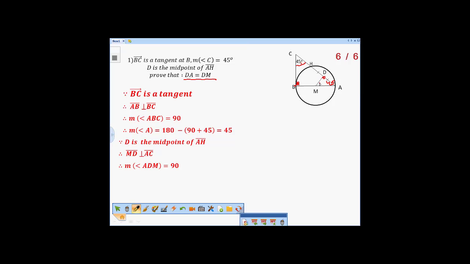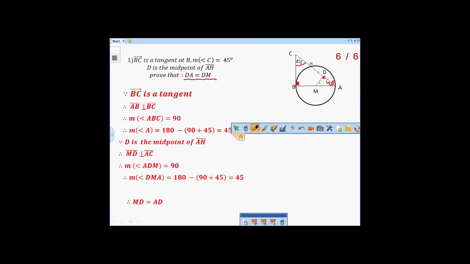If I talk about this triangle ADM, we know that the sum of the measures is equal to 180. So to find the measure of DMA, 180 minus (90 plus 45), it will be 45. So the measure of angle DMA is equal to 45. So I have the measure of A is equal to the measure of DMA. Each of them equals 45. Then DA is equal to MD.